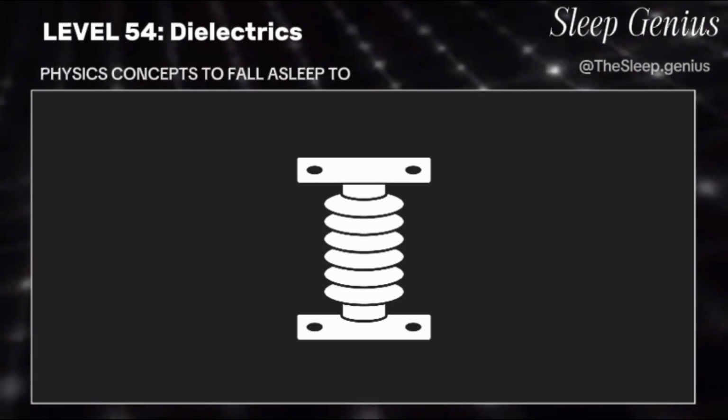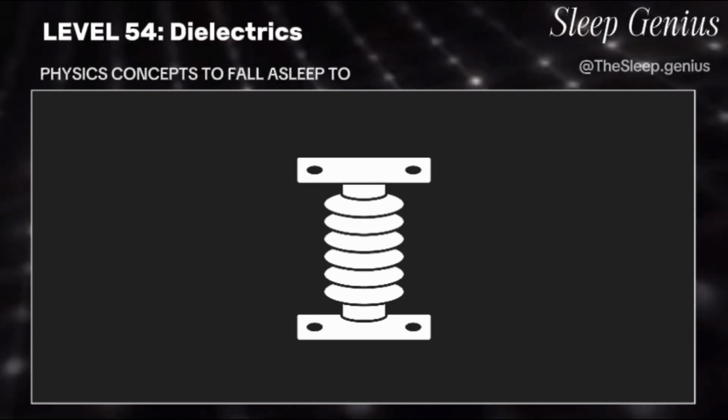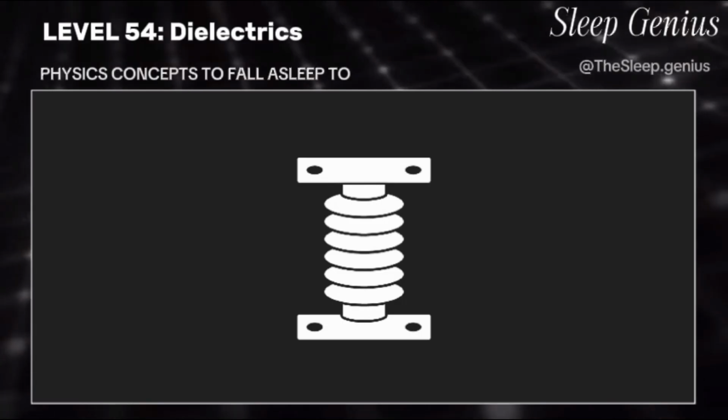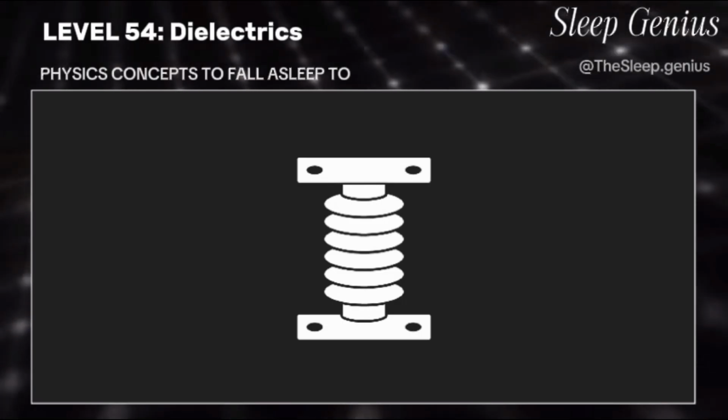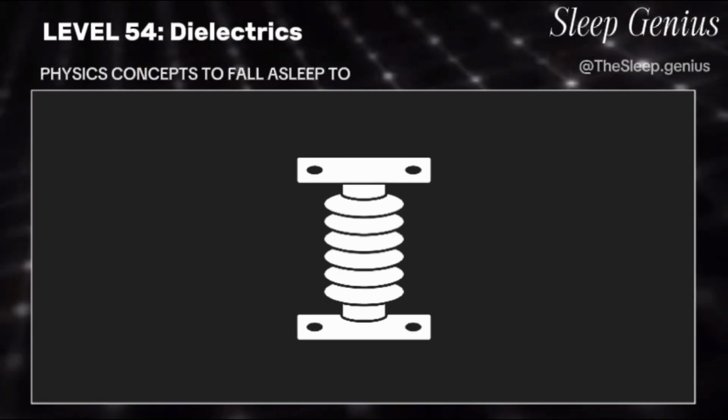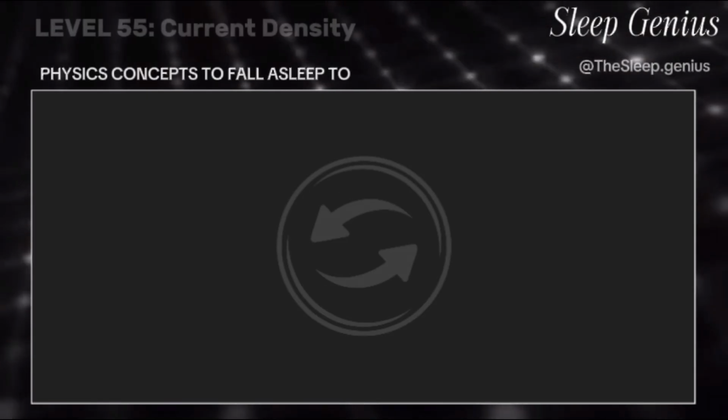Most dielectrics show predictable polarization. Similar materials behave in similar ways under electric fields. Dielectrics teach how materials interact with invisible forces. They remind us that even without motion, change and energy can exist quietly within systems.